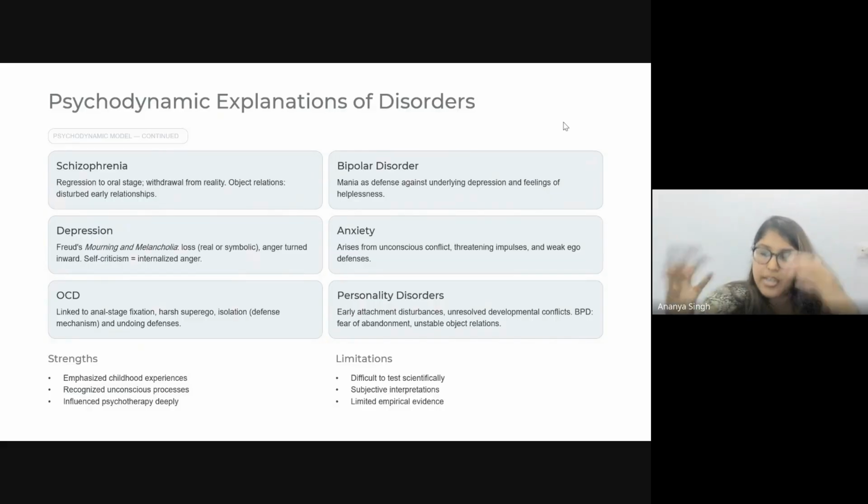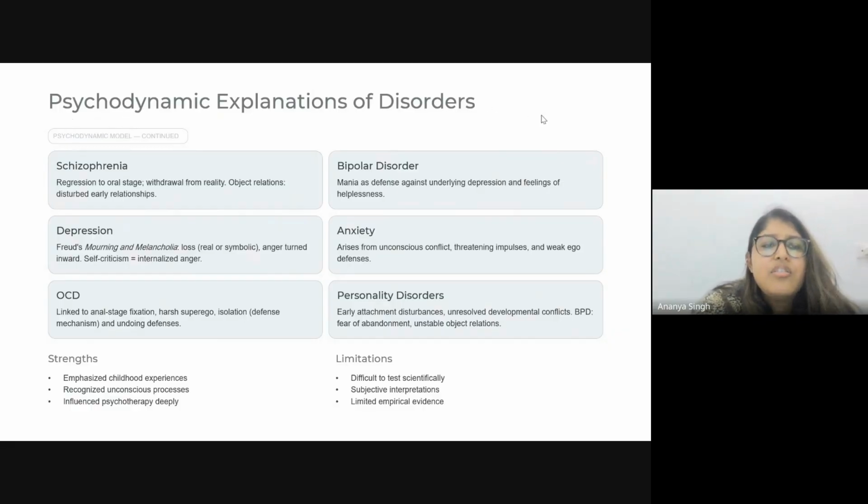There are family theories, and there are communication theories. We'll come to that. For bipolar disorder, mania is mainly seen as a defense against the underlying depression and feelings of helplessness. So whenever you're asked what is the etiology of bipolar disorder, you mainly say the biological model, and then there is this: it is a defense against the depressive feelings that one has.